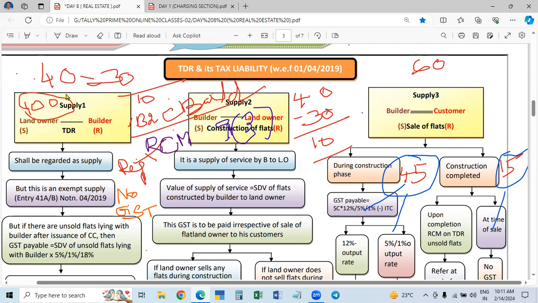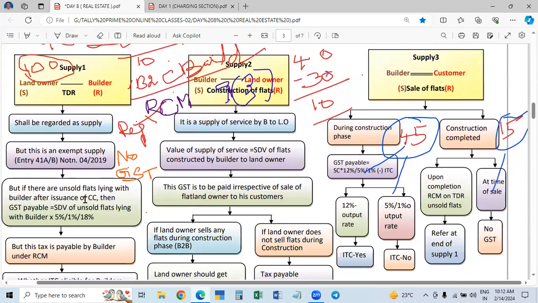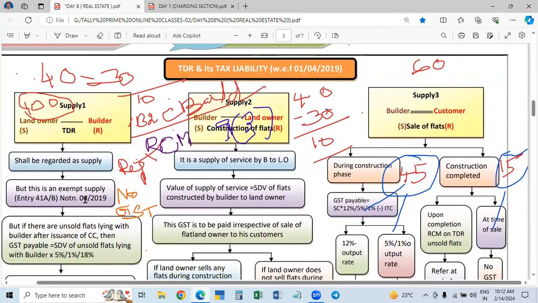And in these 40 flats, if he sells some flats, at least one flat, during the construction period, then he is liable to collect the GST from the customer and pay the tax. So then he is liable to collect the tax and pay the tax. That's why, when the flats are sold, at least some, during the construction period, he is liable to collect the tax. That's why registration is required.